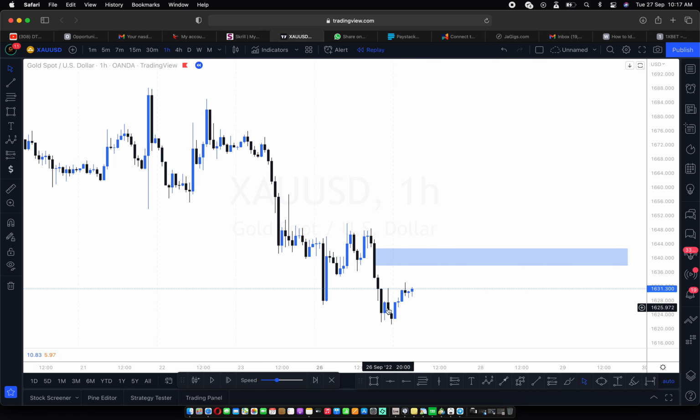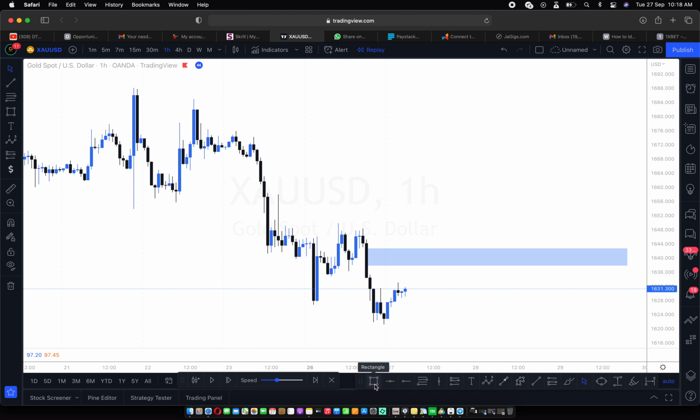Now, what are flip zones? If we say flip zones, what do we mean? A flip zone is where demand was flipped to supply, or where supply was flipped to demand. Some people call these areas a break of structure. Price came, made a high, made an internal low, internal higher high, internal higher low, couldn't continue to make a higher high, but rather broke this structure. So we call this a BOS, break of structure.